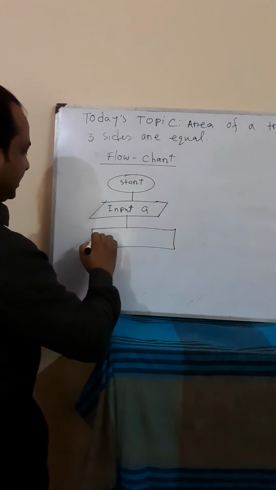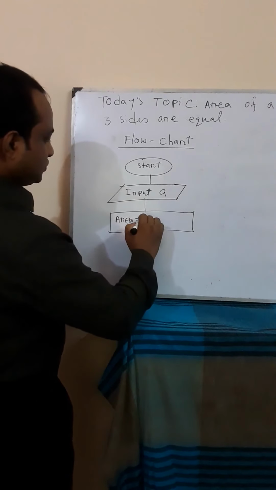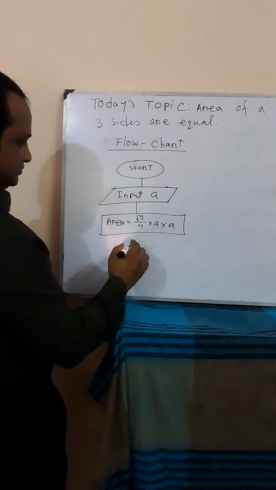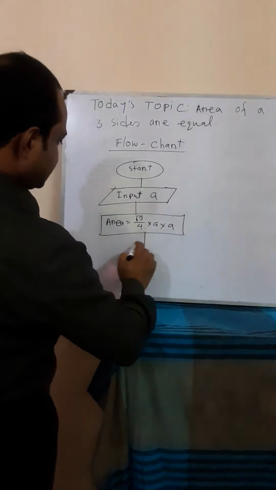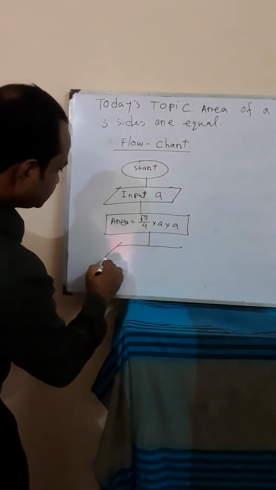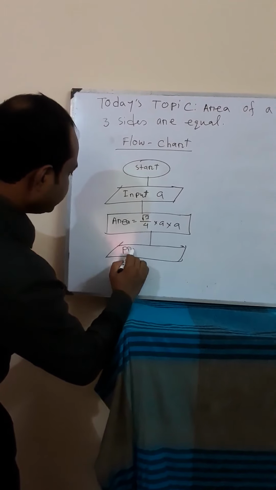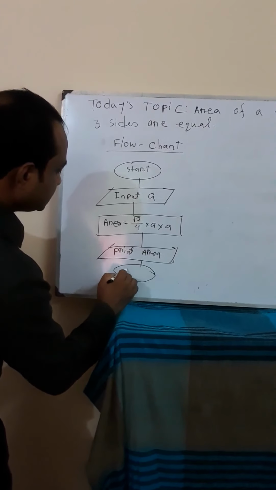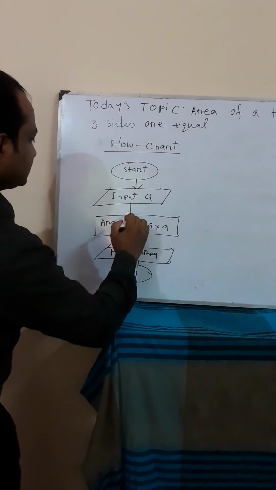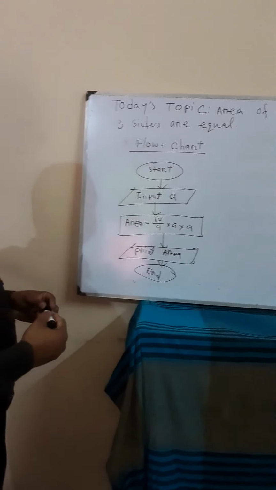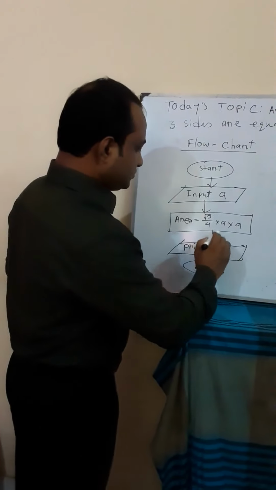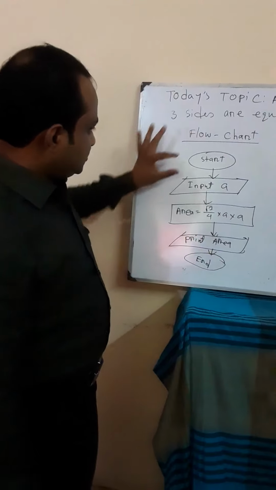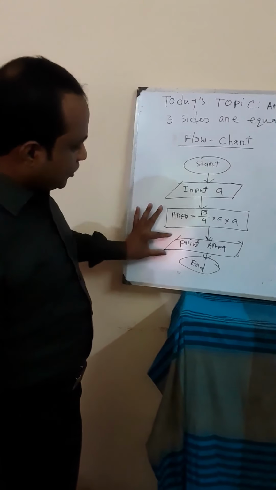And then the area will be √3 by 4 A into A, that means A square. Finally, the output will be area. End. Arrow. This arrow sign is very important. If you do not give this sign, then your flowchart will be incomplete. So start, input, process, output, end.